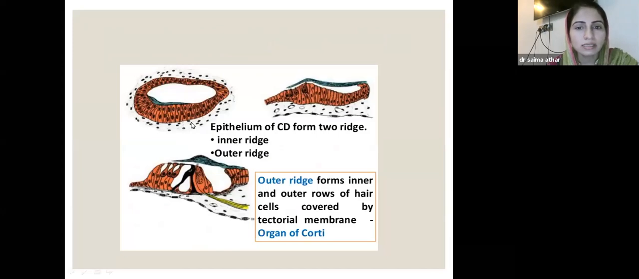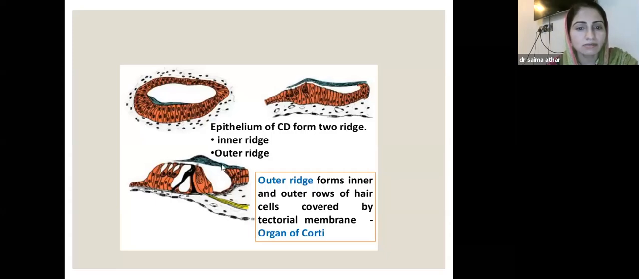Now, slowly and gradually, the cochlear duct cells divide into two parts. One is known as the outer ridge, another is known as the inner ridge. Okay, outer and inner ridge. The outer and inner ridge will form the hair cells. The outer ridge will consist of 2 or 3 rows of hair cells. Okay, 2 or 3 rows of hair cells. The inner ridge will consist of only 1 row of hair cells.